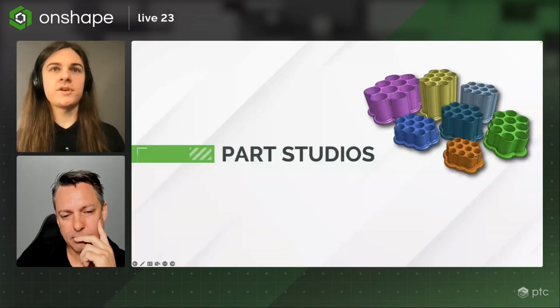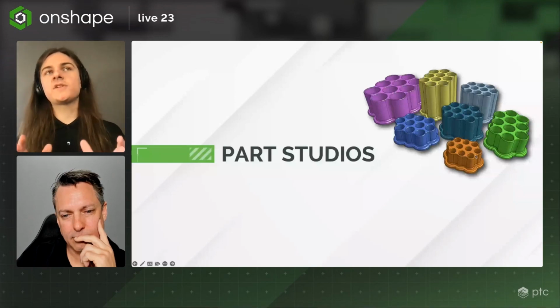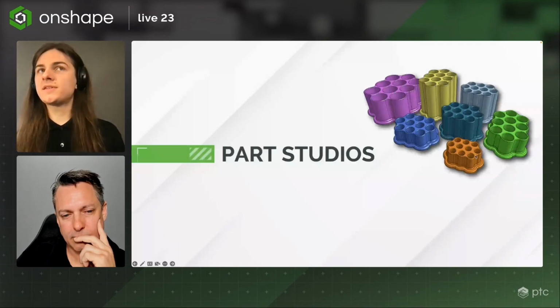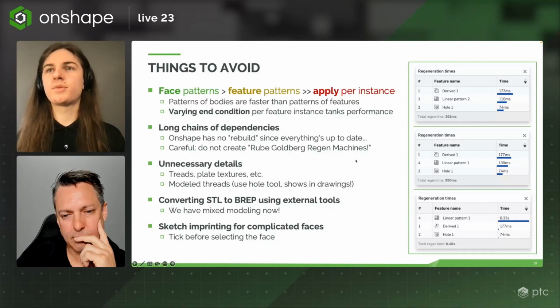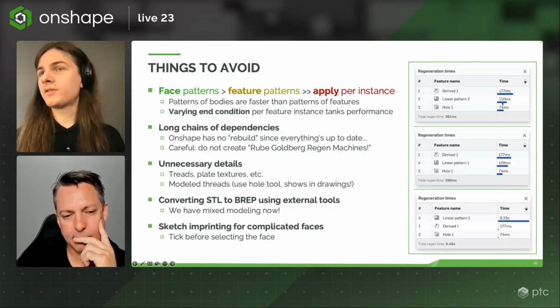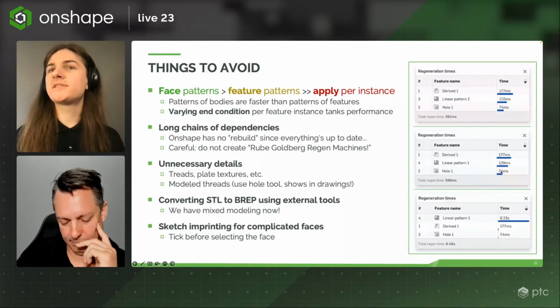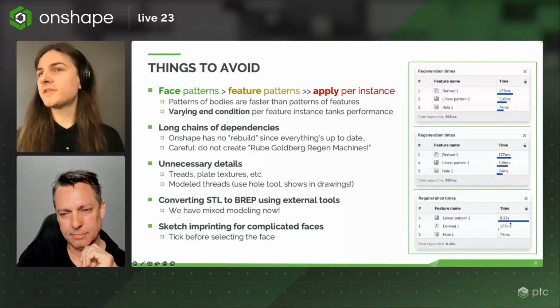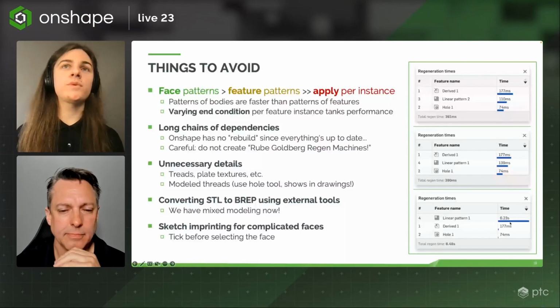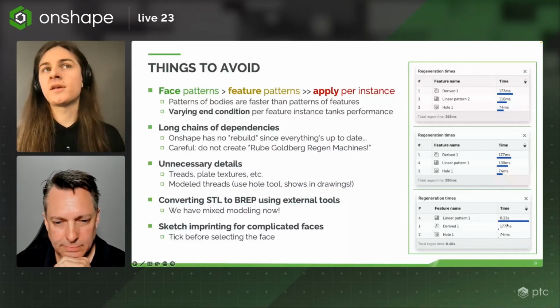Next, let's get into some Part Studio stuff. So here's some things to avoid in Part Studios. Apply per instance feature patterns are one of the biggest killers of performance in Onshape. You'll notice that this pattern over here, it's patterning the exact same geometry, except the face pattern takes 110 milliseconds, linear pattern about 140, but the apply per instance feature pattern takes more than 6 seconds. So apply per instance can sometimes get things to regenerate right, but be really careful because it can tank performance.